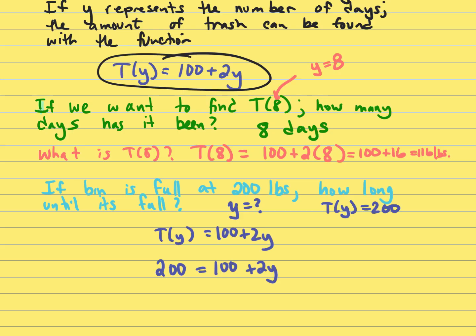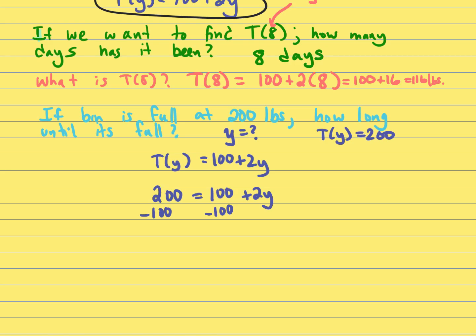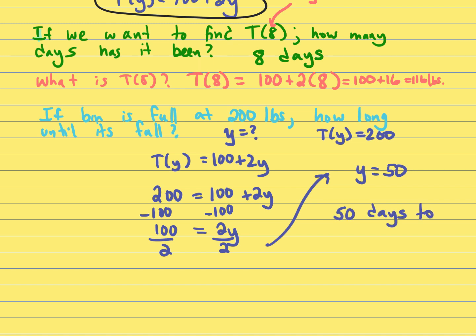Now you could keep guessing y's and doing more and more until you found 200, but a more algebraic approach is this. I'll subtract 100 from both sides, and I'm just solving this like an algebraic equation now. So 100 equals 2y. I'll divide both sides by 2. This is going to yield y equals 50, because 100 divided by 2 is 50. So it will take 50 days to fill the dumpster.